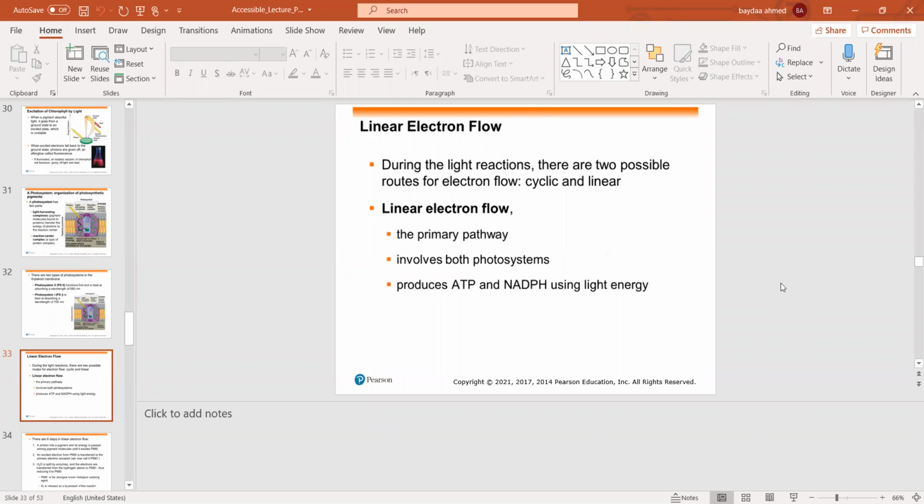Light drives the synthesis of ATP and NADPH by energizing the two types of photosystems embedded in the thylakoid membranes of chloroplasts. The key to this energy transformation is a flow of electrons through the photosystems and other molecular components built into the thylakoid membrane. This is called linear electron flow, and it occurs during the light reactions of photosynthesis.